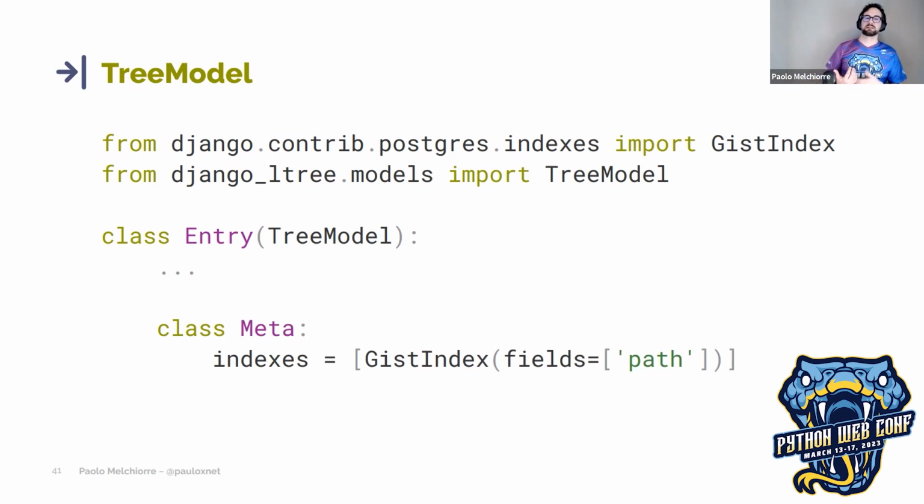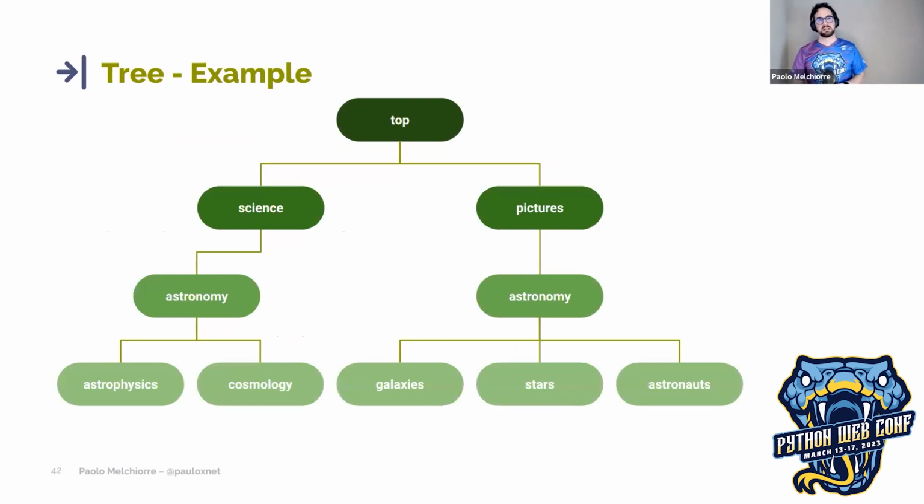We also add a dedicated Postgres GiST index on the same field to speed up the queries. This is a tree representation of the example hierarchical structure that we have stored in the path field of our model. I took this example from the Postgres ltree documentation, so you can find it also on the Postgres website.